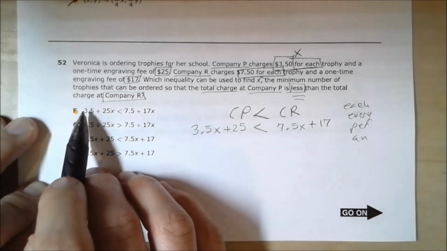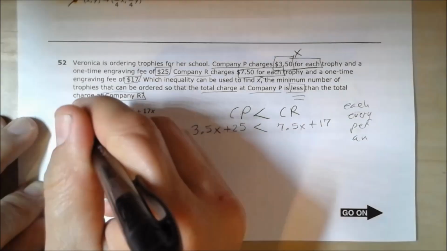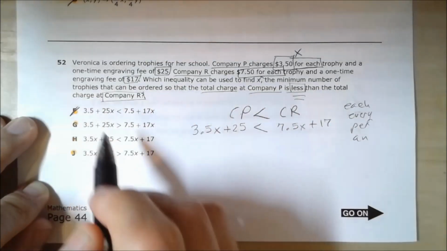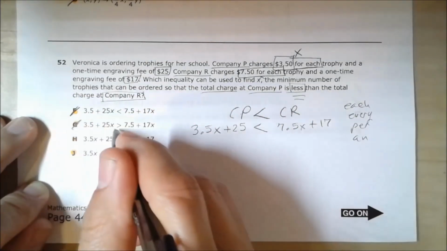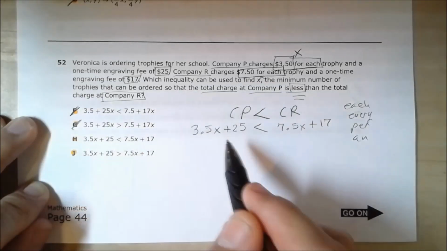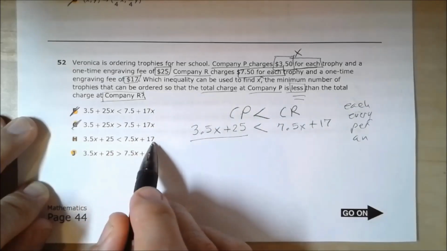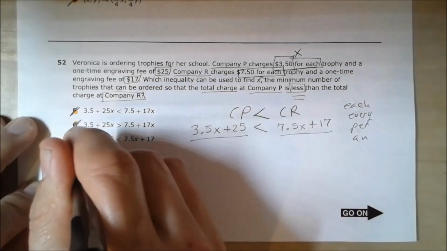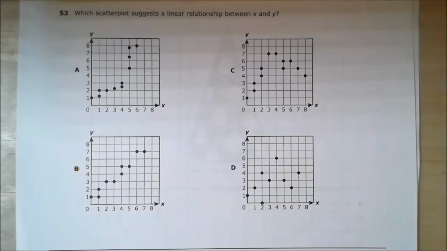So let's see, here we have 3.5. Here they put the x with the y-intercept. That's incorrect, so it's not F. Here, let's see, they put the x with that again, plus the sign's flipped over the wrong way. Here we have 3.5x plus 25. That matches that, so that's good. And it's 7.5x plus 17. That matches that. So H is the correct answer. Go ahead and pause the video and try the next one on your own.